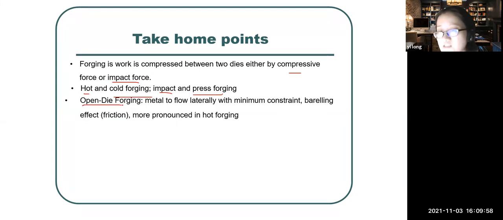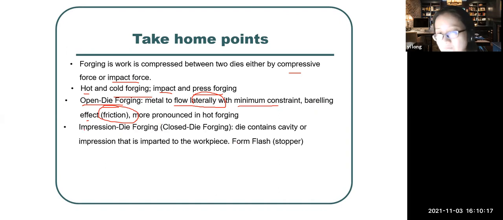We also have open die. Open die is metal flowing laterally with minimum constraint. You're going to have a barrel effect if you have very high friction between the die and the workpiece, and this barrel effect is very pronounced in hot forging.